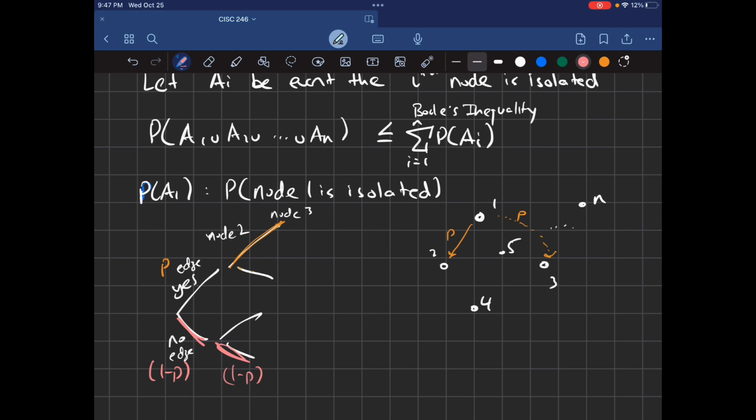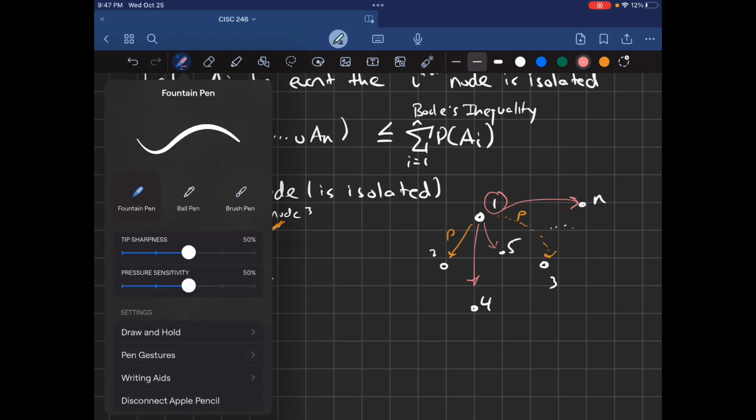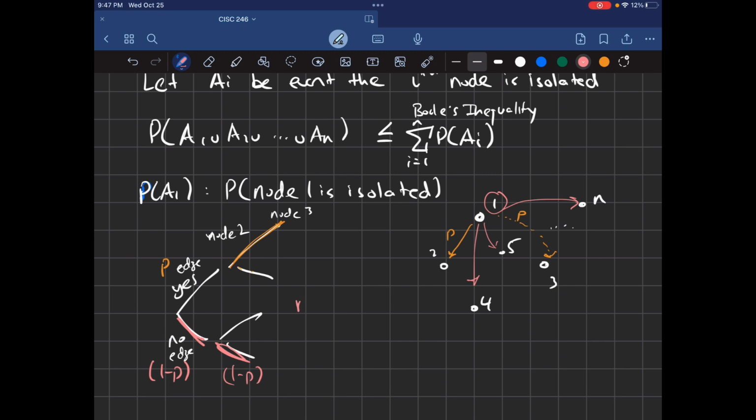But in general, we're going to have to look at all these other nodes that you could not form an edge with. And in general, if node 1 is looking at everyone else, there are n minus 1 of these nodes that you're going to have to consider. So I'll write that out. So node 1.